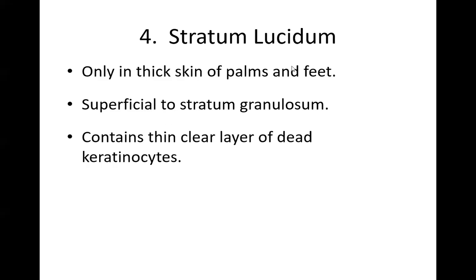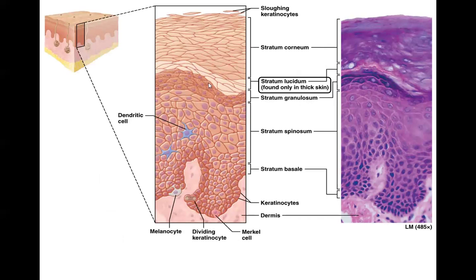The stratum lucidum is only in the thick skin of the palms and the feet, and superficial to the stratum granulosum, and it contains a thin, clear layer of dead keratinocytes. So this is the middle. So we just need to know the one that is the deepest, that is the stratum basale, and the one that is the most superficial, known as the stratum corneum.